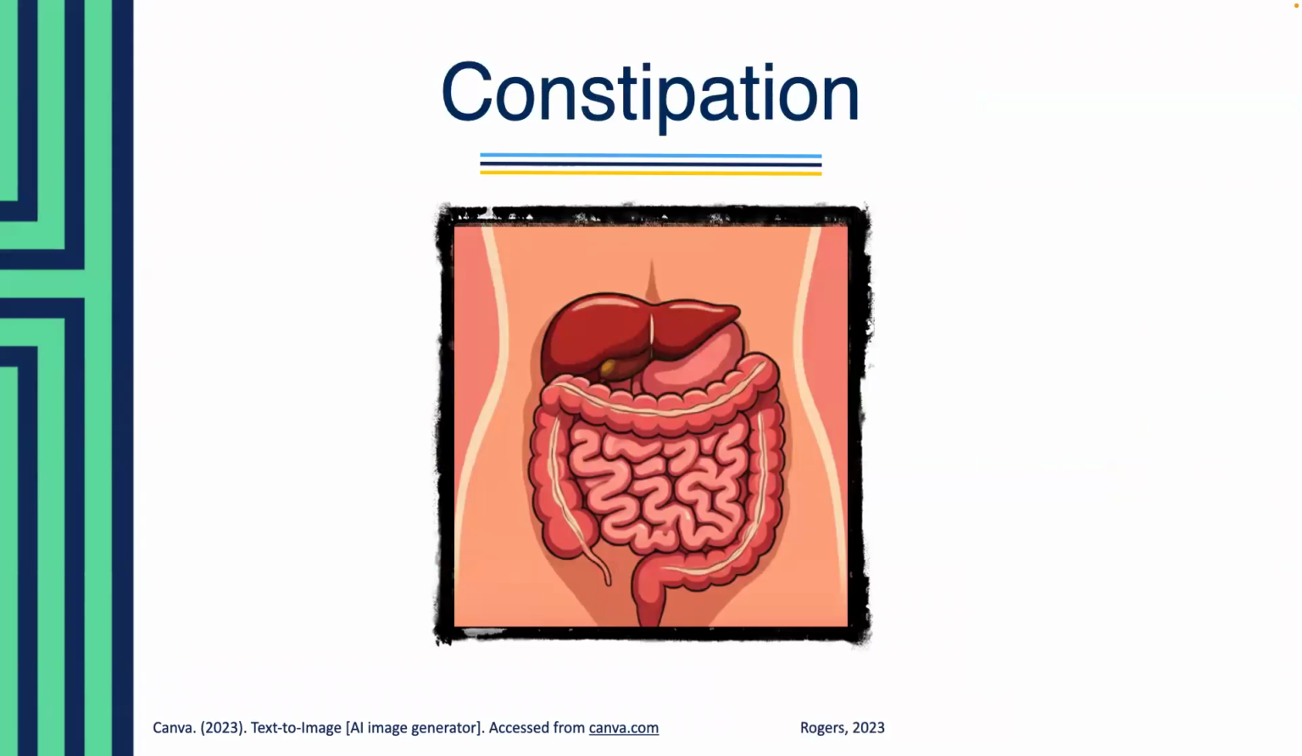Next, we're going to talk quickly about constipation. So, constipation involves infrequent or difficult bowel movements, often due to that slow intestinal motility or insufficient fluid in the colon. Causes can include medications, especially opioids, inadequate fiber intake, or just underlying health conditions.